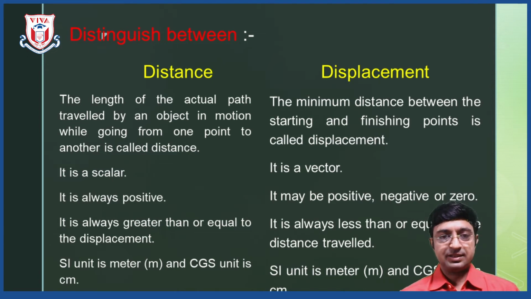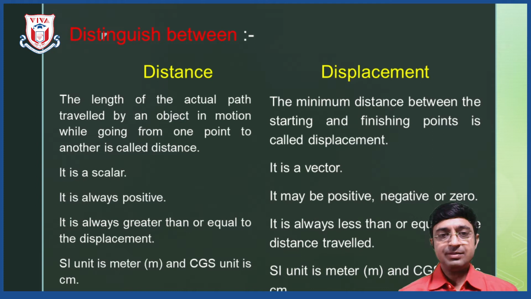First of all, distance. Define distance. What is the definition of distance? The length of the actual path travelled by an object in motion while going from one point to another is called distance. So what do you mean by displacement? The minimum distance between the starting and finishing points is called displacement.